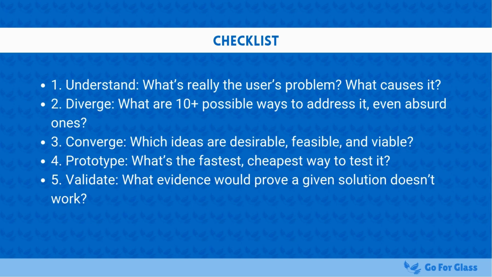And then you're going to see with your prototype what's the fastest, cheapest way to test that. And then lastly, 5, you're going to validate. What evidence would prove a given solution doesn't already work or wouldn't work in the future?